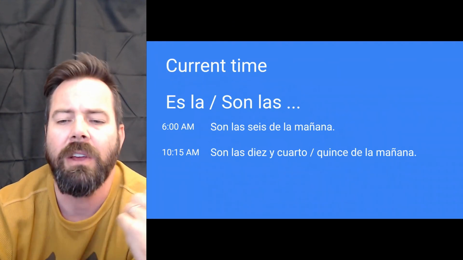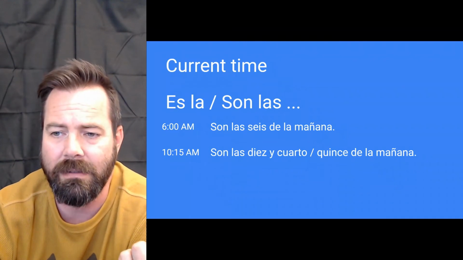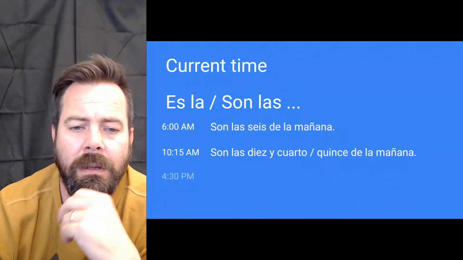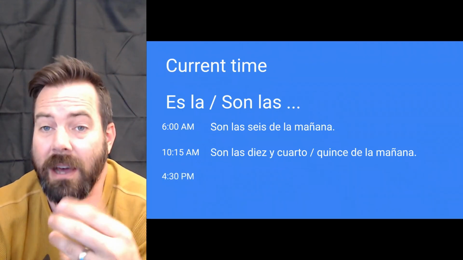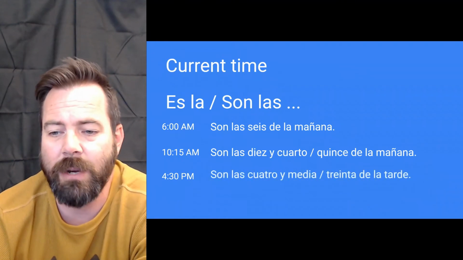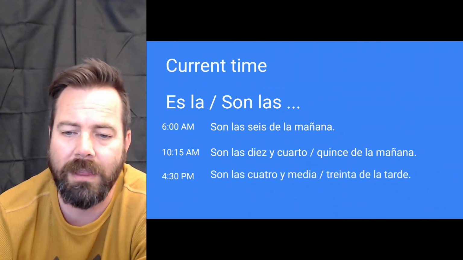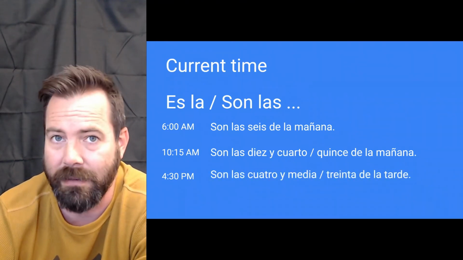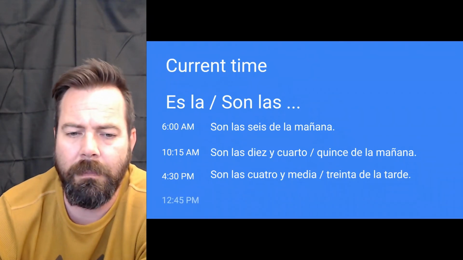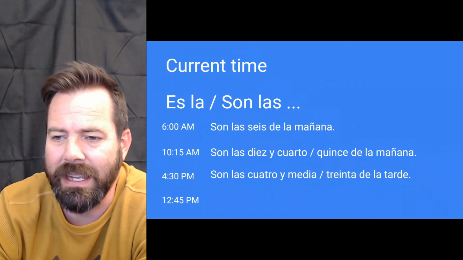So the whole thing, son las 10:15 de la mañana, or son las 10:15 de la mañana. When you get to the afternoon, you switch to tarde. So 4:30 p.m. would be son las 4:30 or 4:30 de la tarde. That means in the afternoon, that de la tarde part. Then the last one at night or in the evening.